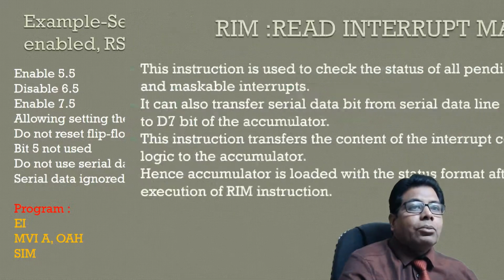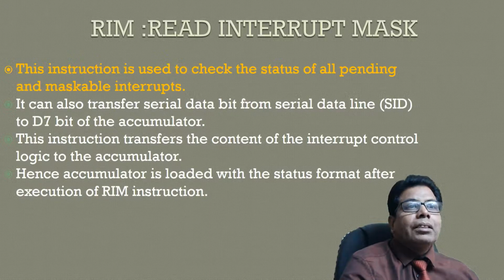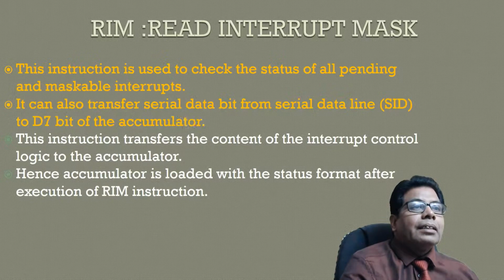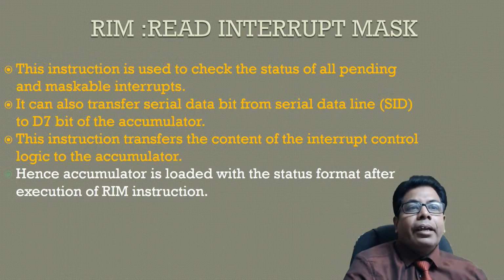Then let us go to the next, that is the read interrupt mask, RIM instruction. This instruction is used to check the status of all pending and maskable interrupts. It can also transfer the serial data bit from the serial data line SID to the D7 bit of the accumulator. This instruction transfers the content of the interrupt control logic to the accumulator.